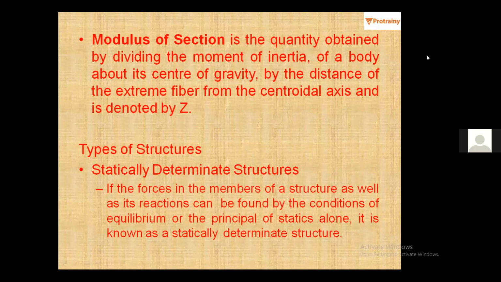Then comes types of structures. Types of structures. Yeah, do you have any question? Who is raising their hand? Please go on.